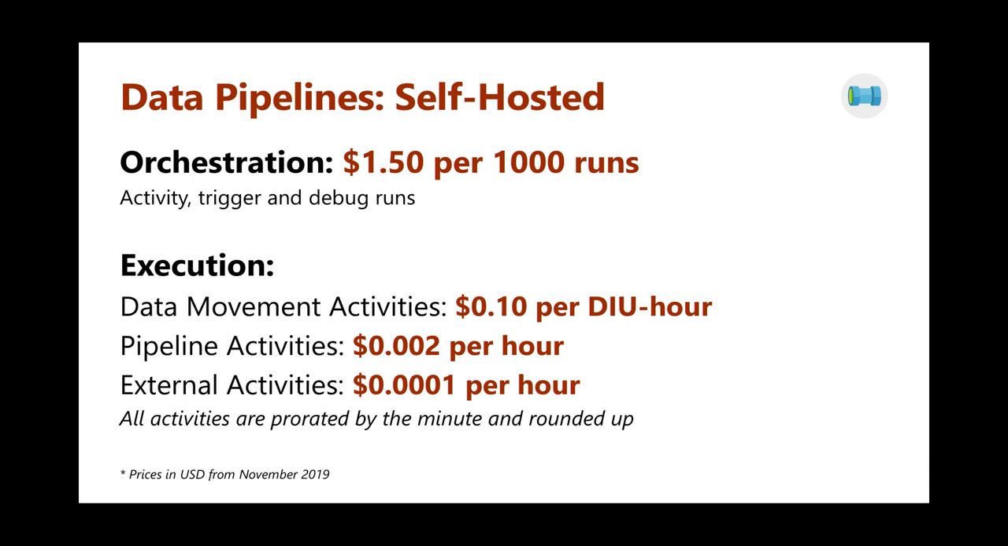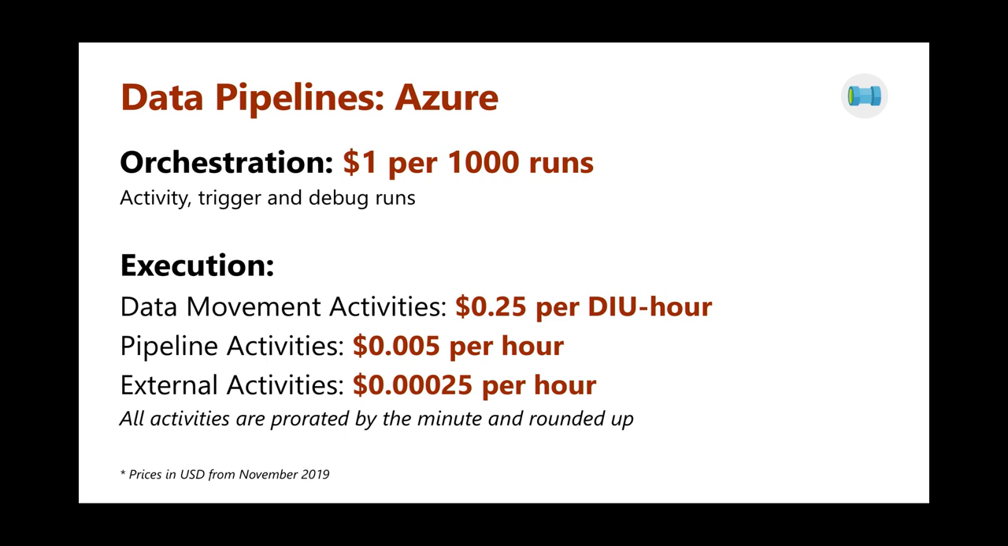So these are the costs for self-hosted, and when I move to the next slide, you'll see for Azure, it's slightly different. So the cost for orchestration is a little lower, but the cost for execution is a little higher. It's not significant, but there is a small increase in cost for execution. And that's basically just because Azure takes care of all the infrastructure for you, you're using their compute services, and that's the cost you're paying for that.